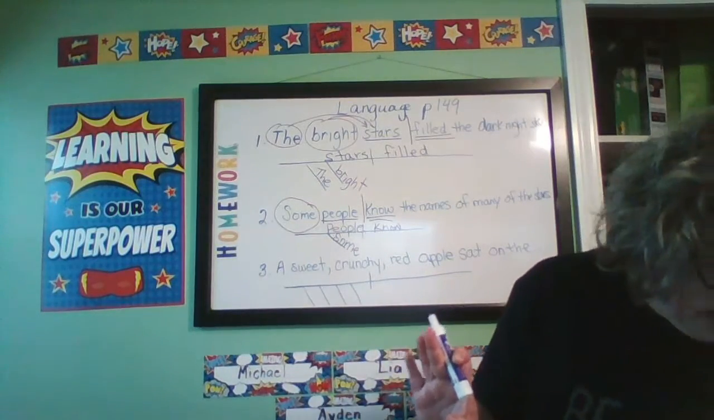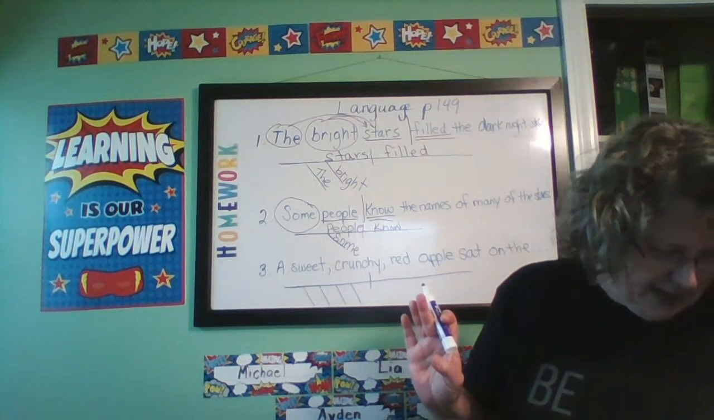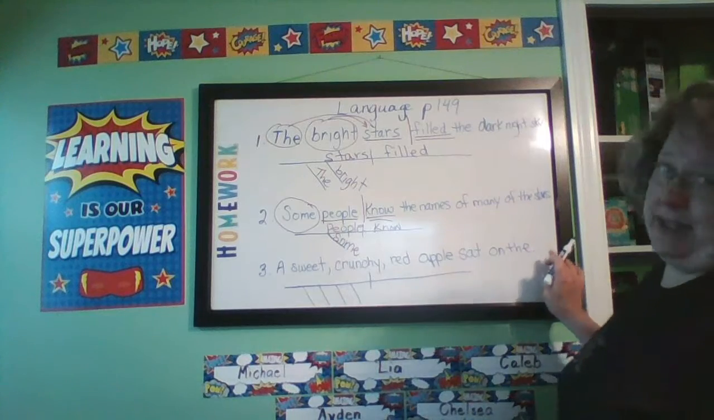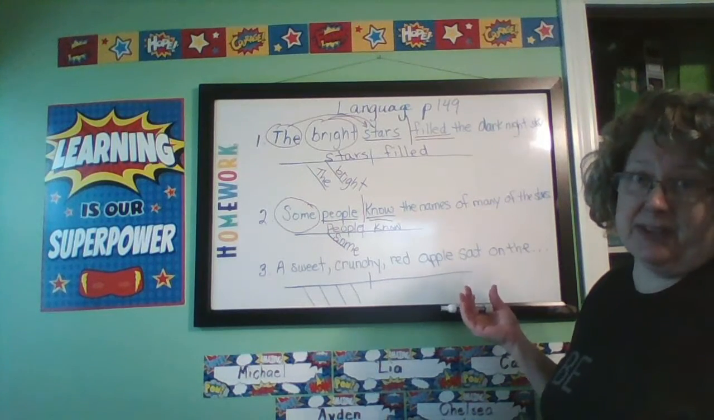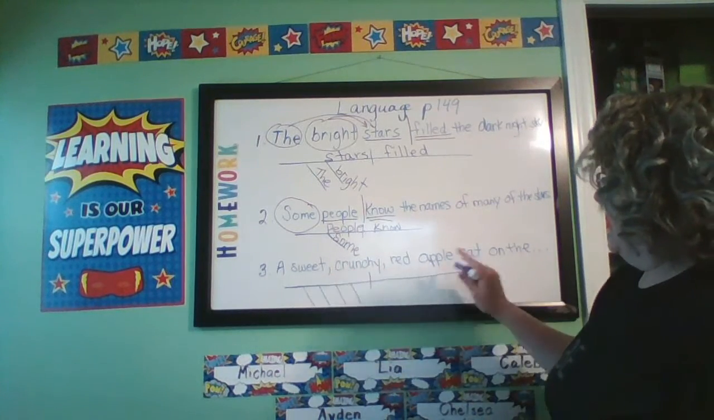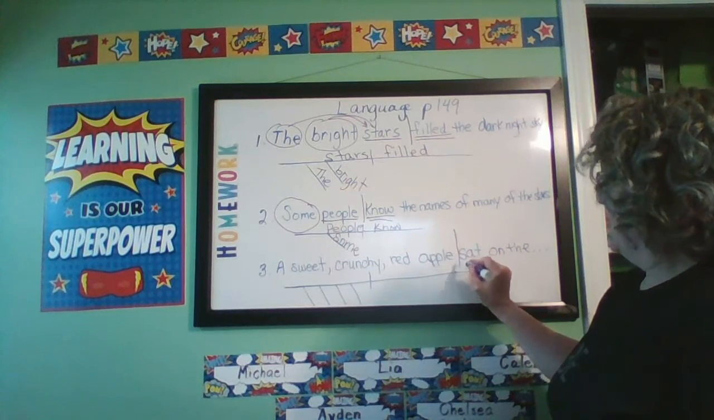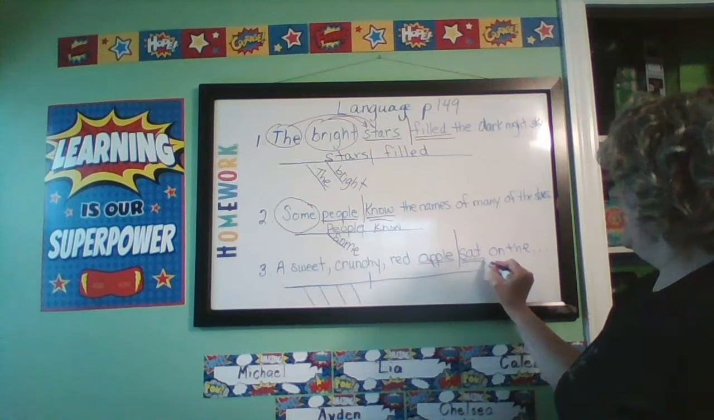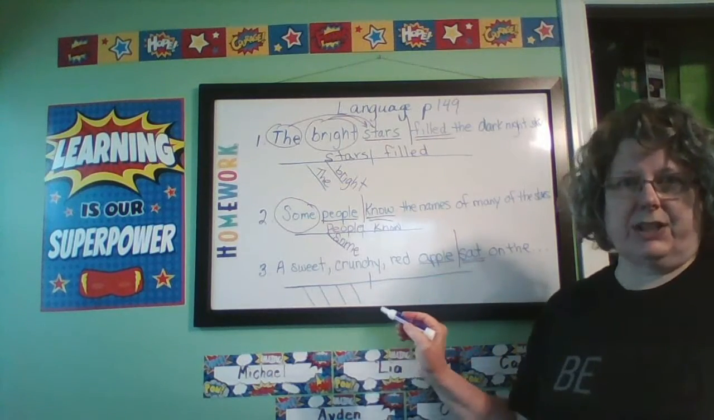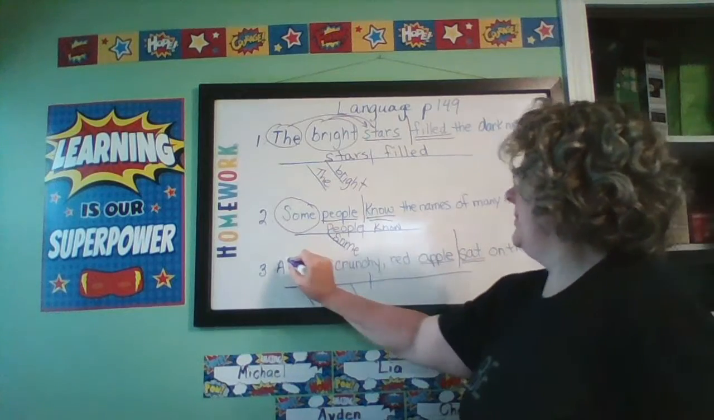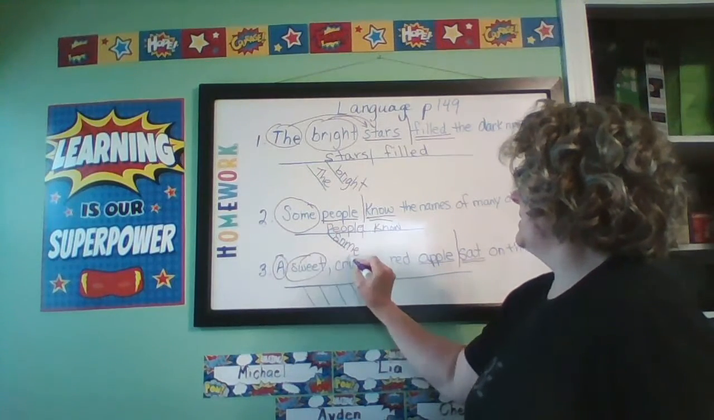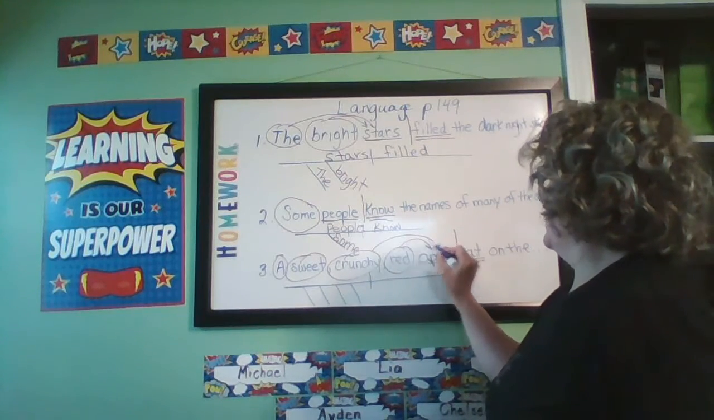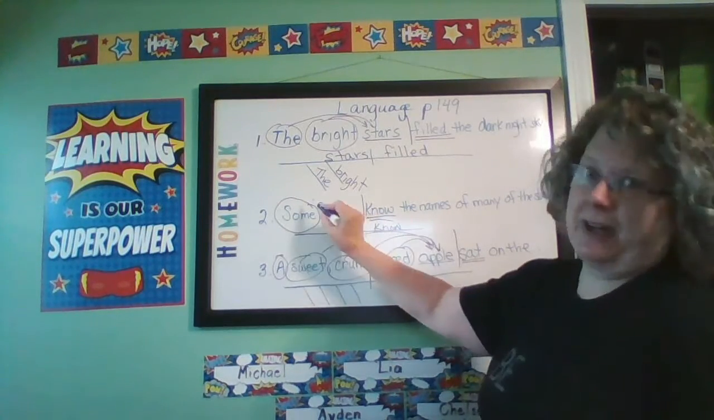All right, the last sentence says, a sweet crunchy red apple sat on the kitchen counter for my snack. I just wrote dots because I ran out of room there, and I don't need that part of the sentence. My subject is the apple. What it did was sat. All right, and then here I have 4 adjectives that describe my apple. A, sweet, crunchy, red. And if I want to, I can draw those arrows. I forgot my arrow here, right?